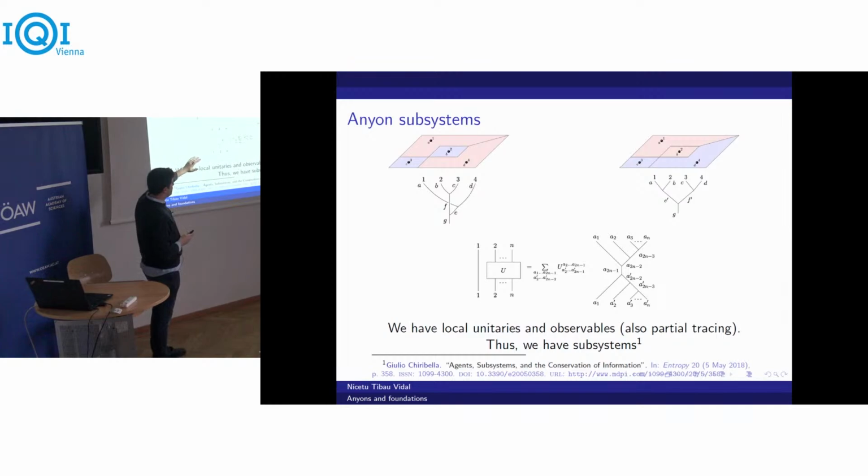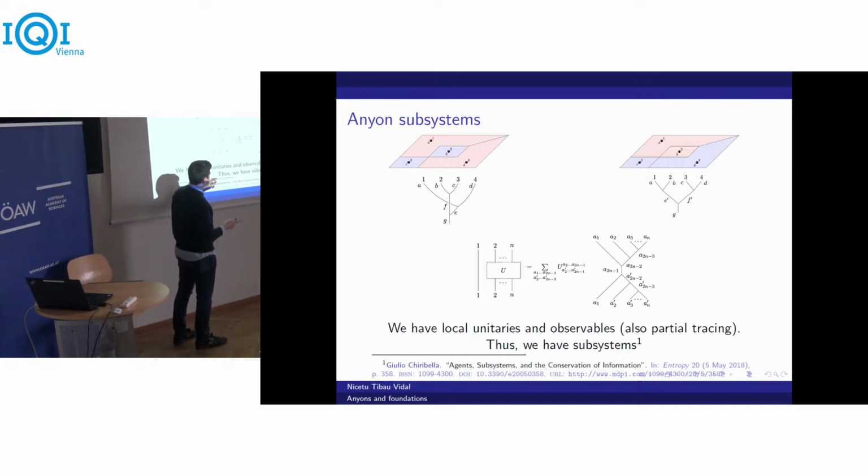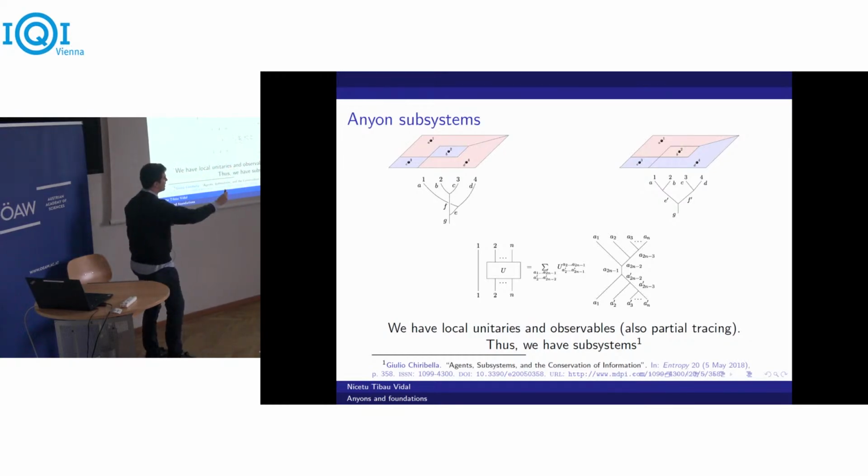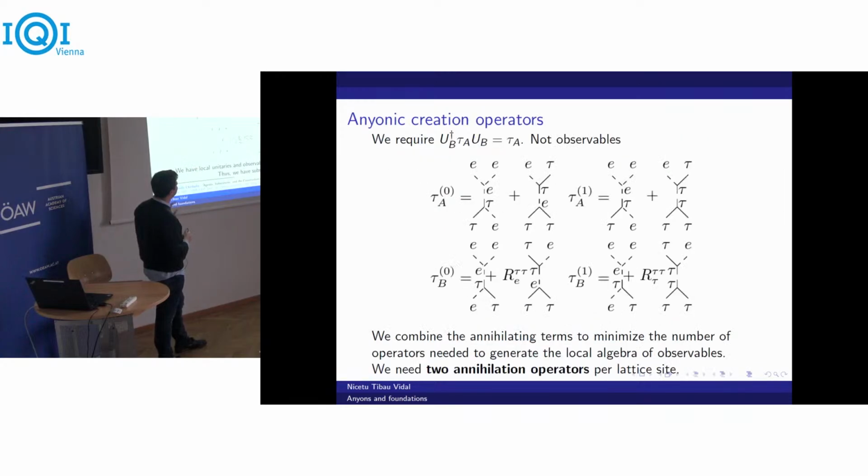Once you have local observables and local unitaries, you have a notion of subsystem. This is very well expressed in this paper by Kiribella. It is enough if it satisfies an embedding condition, so that it's easy to map these local unitaries and local observables to the reduced space of n-1 anyons, a faithful mapping between the two. Here you have it thanks to the superselection rule. I hope it's clear.